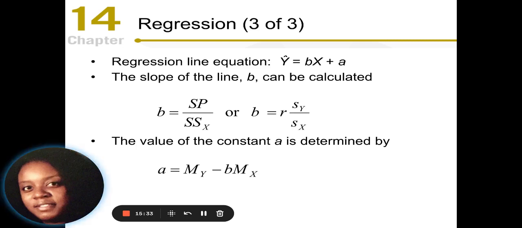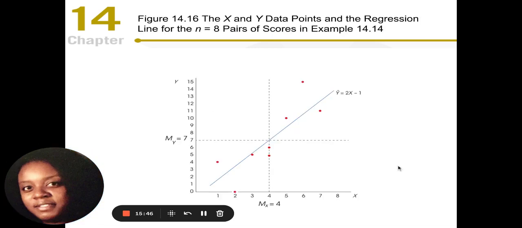The regression line equation is indicated here. The slope of the line, B, can be calculated using the formula on the screen, and the value of the constant A is determined by the formula that's also listed on the screen. And we can see in figure 14.16 the x and y data points and the regression line for the values of 8 pairs of scores in example 14.14.